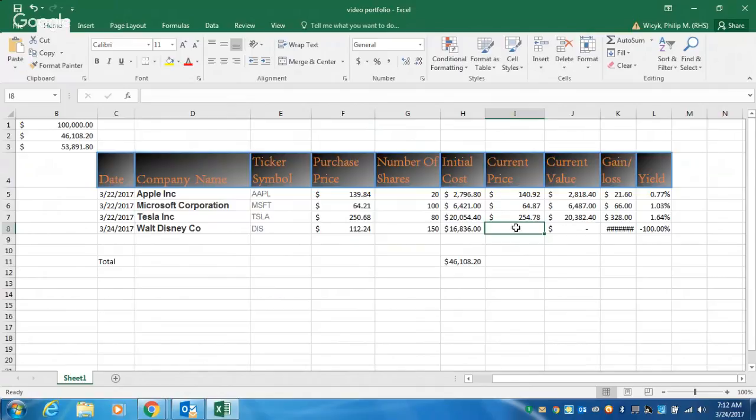Current price, you can throw that in right now. Again, you just bought it, the stock market's not open. I can just put it in as 112.24, just because maybe you don't like whatever you see there.